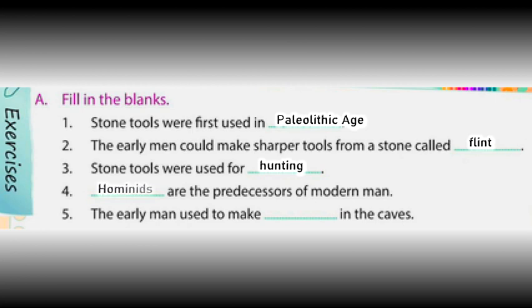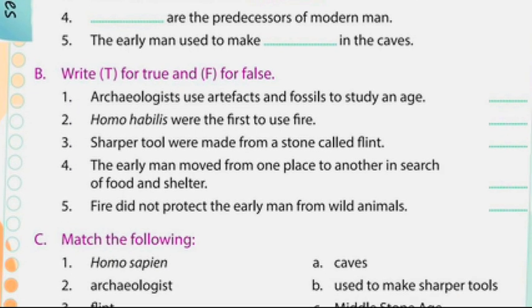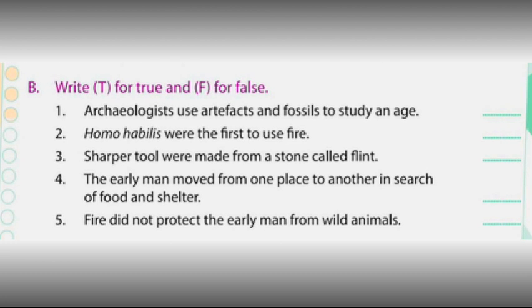Fourth one, hominids are the predecessors of modern man. Fifth one, the early man used to make paintings in the caves. Now, exercise number B, true or false. You have to write. First one, archaeologists used artifacts and fossils to study an age. It will be true. Next one, Homo habilis were the first to use fire. It will be false because the correct answer is Homo erectus, not habilis.